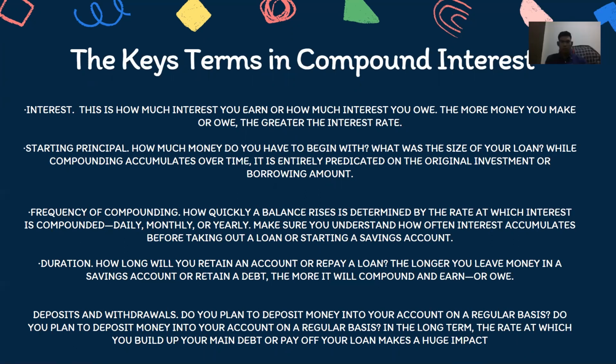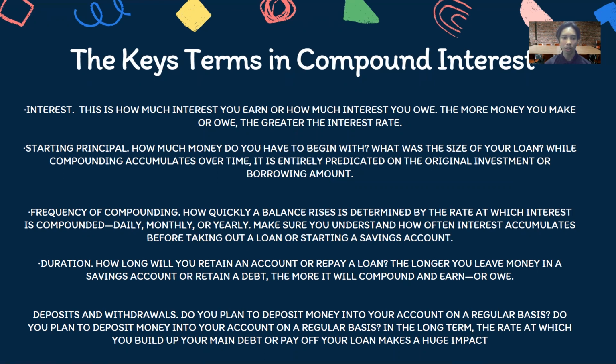it is entirely predicated on the original investment or borrowing amount. Frequency of compounding: how quickly a balance rises is determined by the rate at which interest is compounded, daily, monthly, or yearly. Make sure you understand how often interest accumulates before taking out a loan or taking a savings account. The duration: how long will you retain an account or repay a loan?